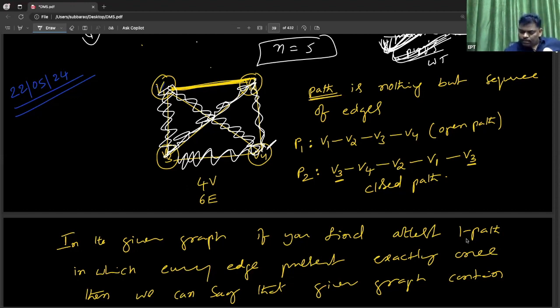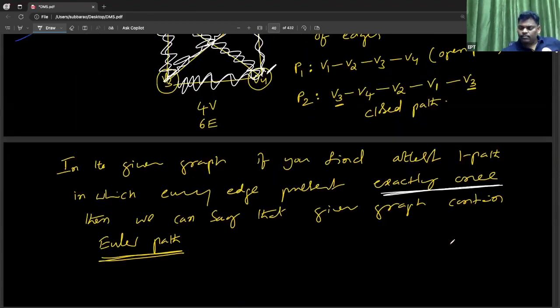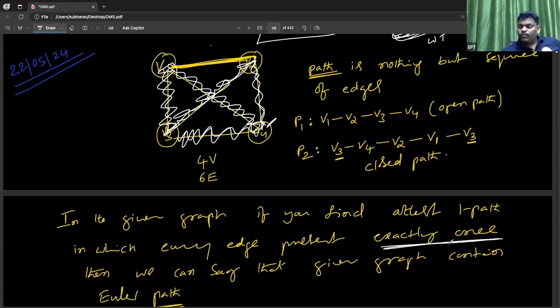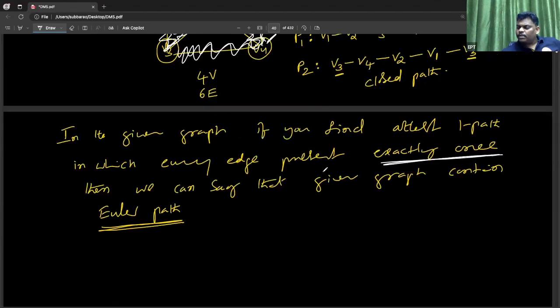But what he is saying is, at least one path in which every edge is present exactly once. In the given graph, if you find at least one path in which every edge is present exactly once, then we can say that the given graph contains an Euler path. So if anyone finds an Euler path, please let me know. That is the Euler path definition.